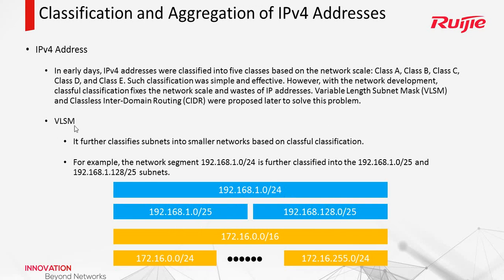So VLSM, variable length subnet mask, is used to divide the subnets into smaller networks. Of course, we can also divide this subnet into even smaller subnets again.